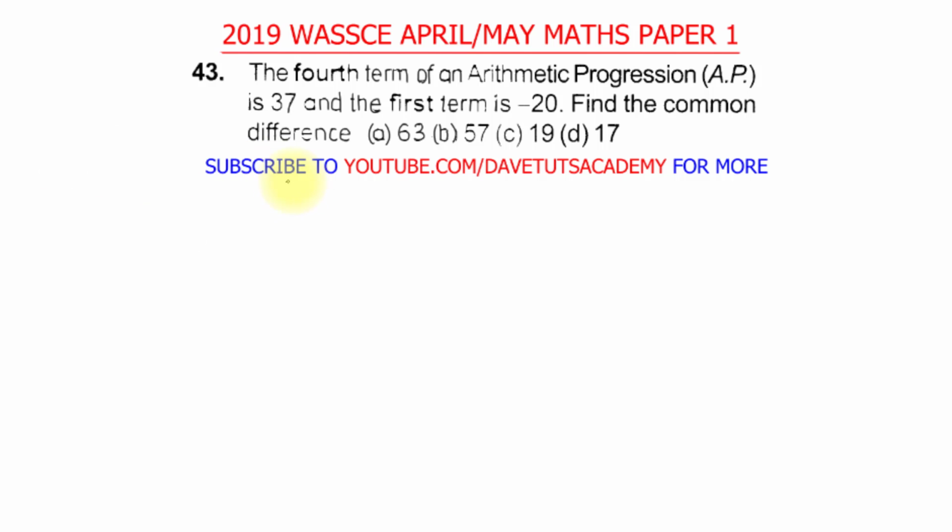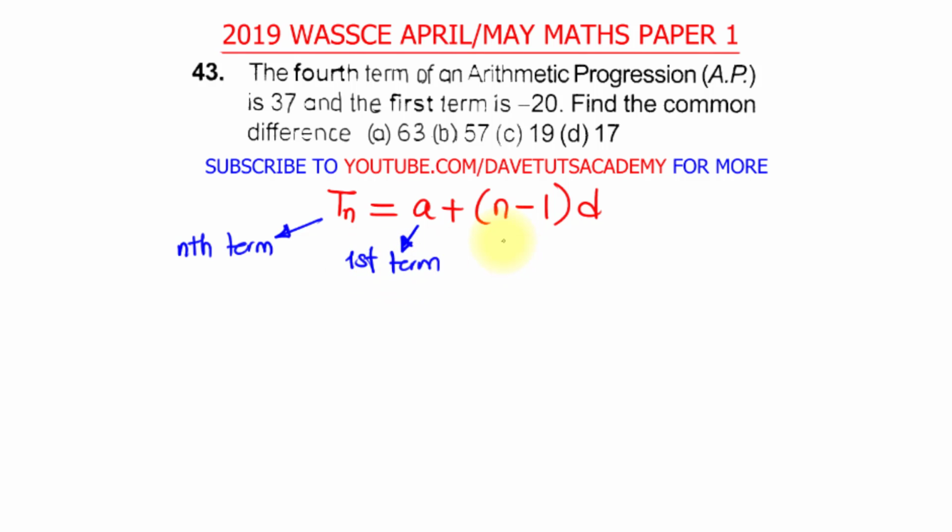Now, as a general rule of thumb, there is a formula for the nth term of an arithmetic progression, and it's given as Tn is equal to a plus (n minus 1)d, where Tn is the nth term, a is the first term, n is the particular term, and d is the common difference.